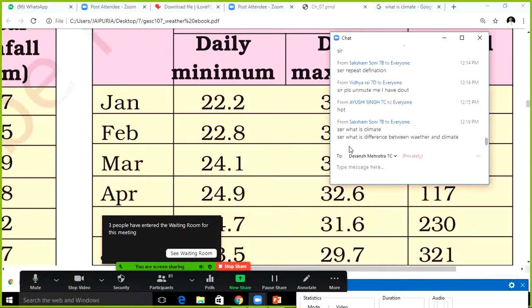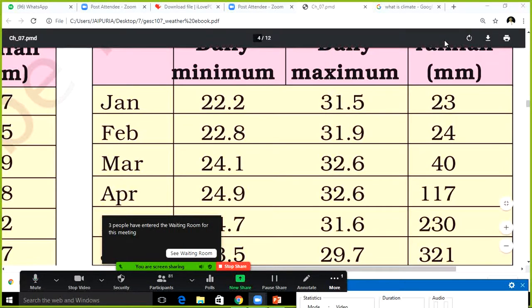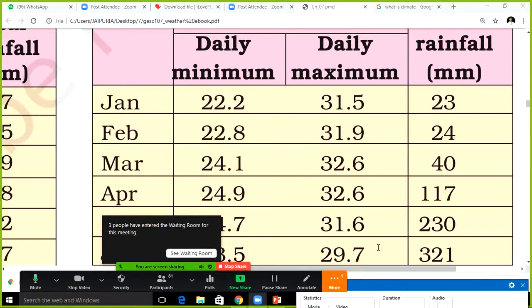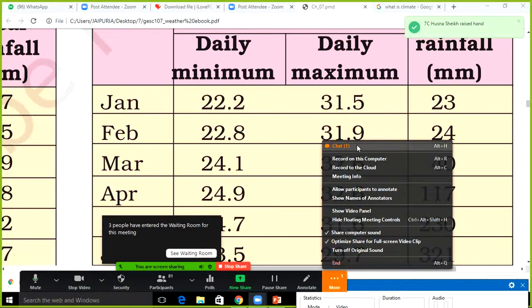So here is the answer given by the student: weather and climate. Students, the weather is the day to day information of the temperature and humidity, that is called weather. But the average of the weather pattern over a long period of time, that is called climate. Is it clear?